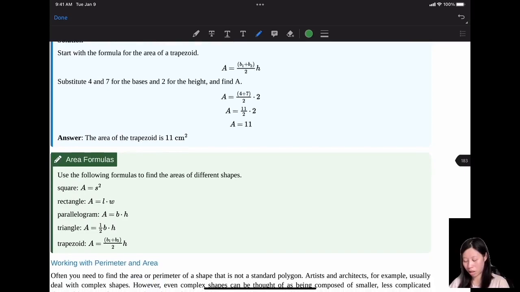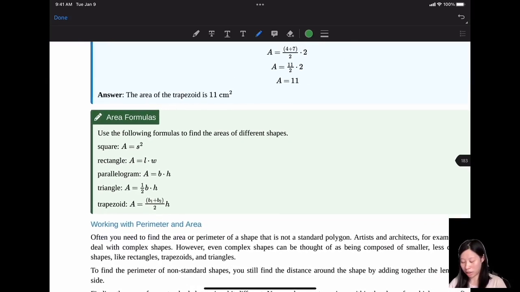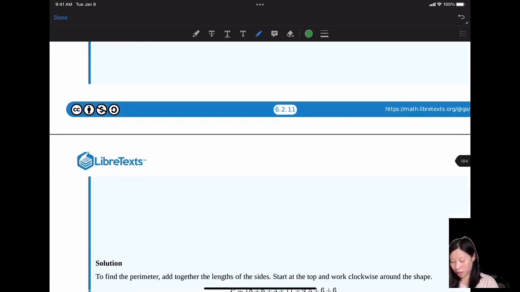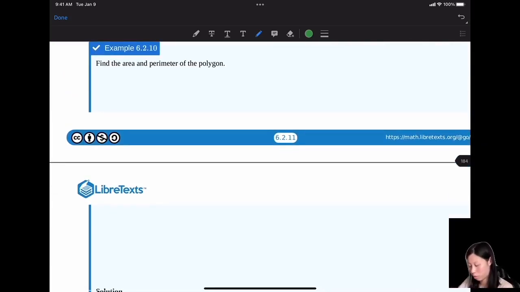Okay. So from the book, you will find some formulas about the different shapes, such as square, rectangle, parallelogram, triangle, and the trapezoid. So now let's work with the perimeter and the area, I'm sorry. So now here's the shape. So look, I have a shape that looks like that, a non-regular shape.